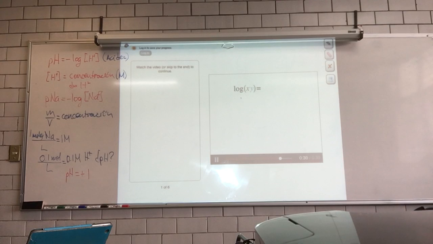First, let's recall the log addition identity. Which of the following is equal to the log of x times y?